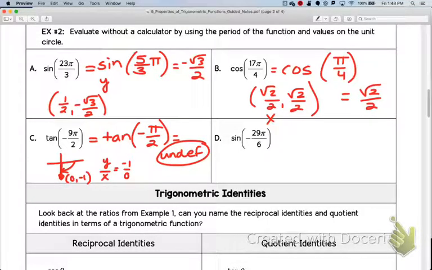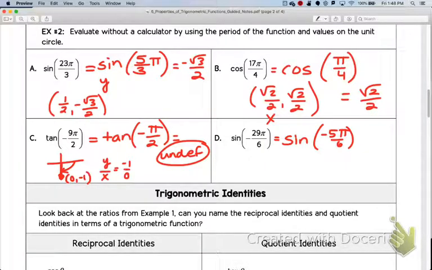And then the sine of negative 29π/6. So again, if I keep on adding 2π's to that, it's going to take me to the coterminal angle of negative 5π over 6. Okay, so negative 5π over 6.